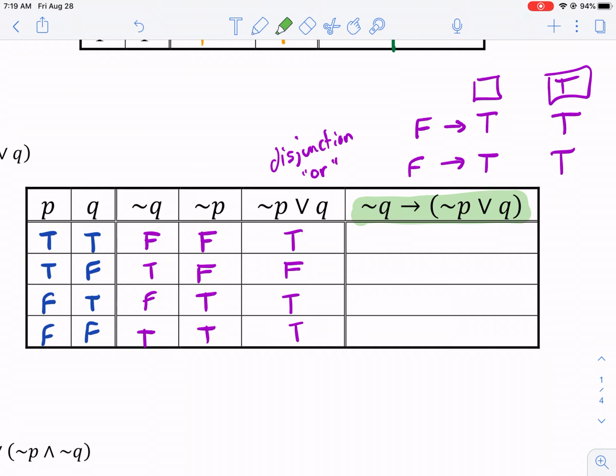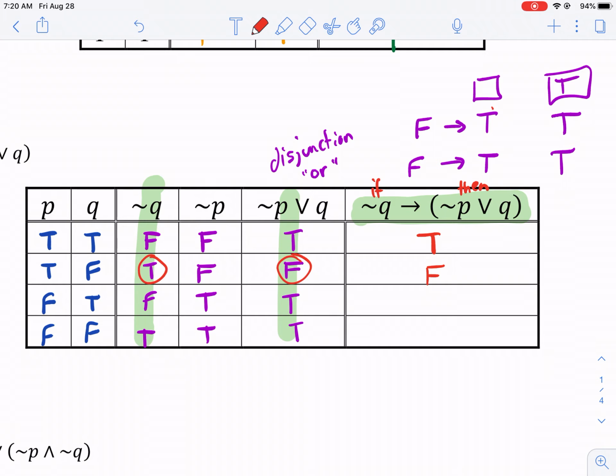So let's choose our focus columns here. I told you this was a little confusing. We have not Q and then this column right here, not P or Q. So if this one's weird, I'm sorry. I'm going to put it in red just because it's intimidating. So if this first statement is false, we have a false and a T there. It doesn't matter. The if statement was false, so it's going to be a true statement. Now if we have if false, then false, that's going to be false.